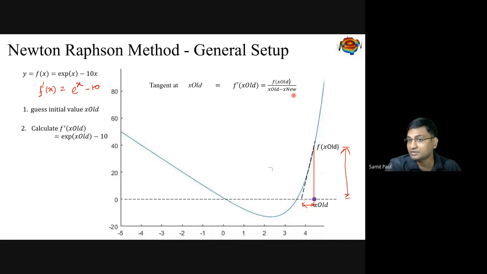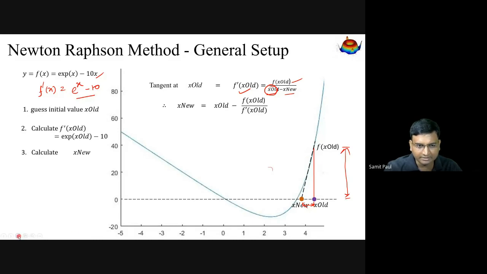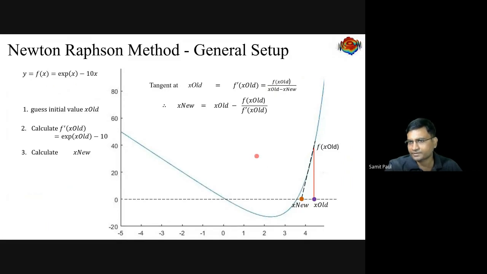What is x new now? X old is known, f of x old is known from this equation, and the derivative is known. Then I can calculate x new from this equation. If I rewrite this equation in this format, I can calculate x new. So let me clear the screen first. Erase all. Okay. If I know the tangent, I can calculate x new.